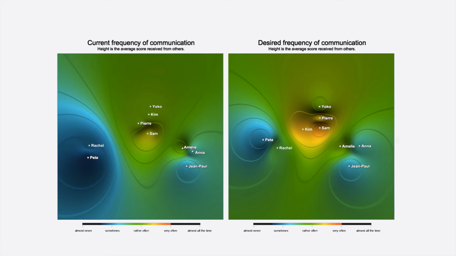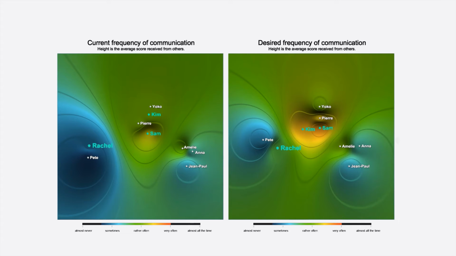We can see that the team would like to increase communication with Rachel and that her primary contact in the central group should be Kim rather than Sam as it is now. Amelie should also move closer to the central group, and the higher elevation of most people means that overall, the team members want to communicate more with each other.